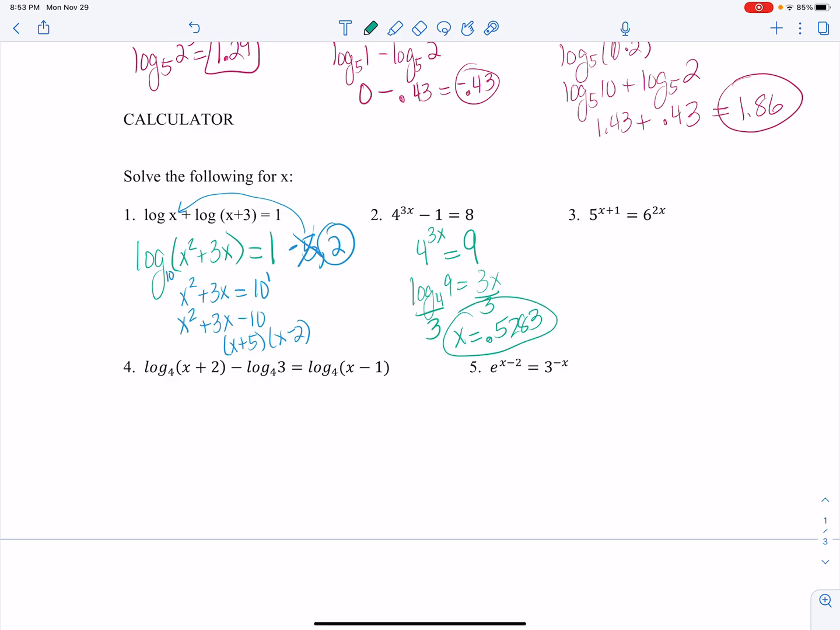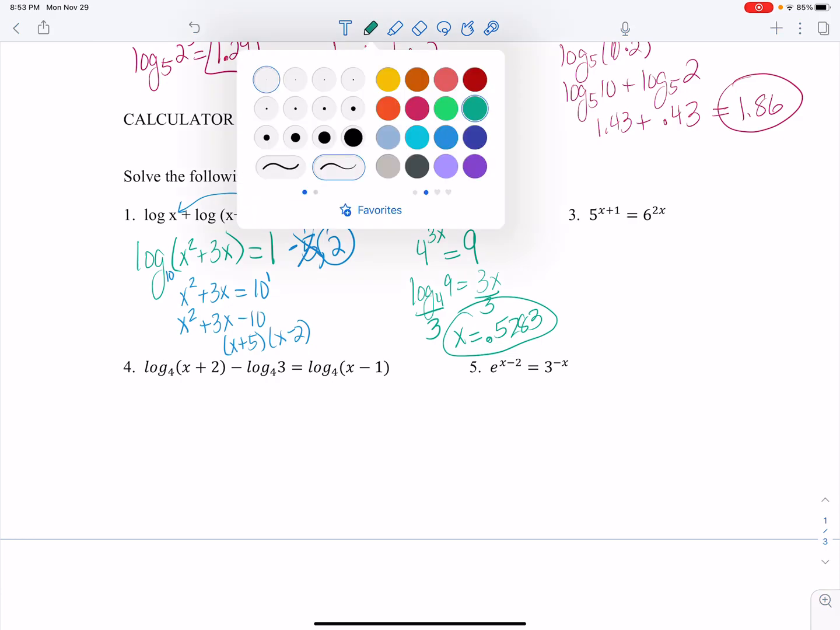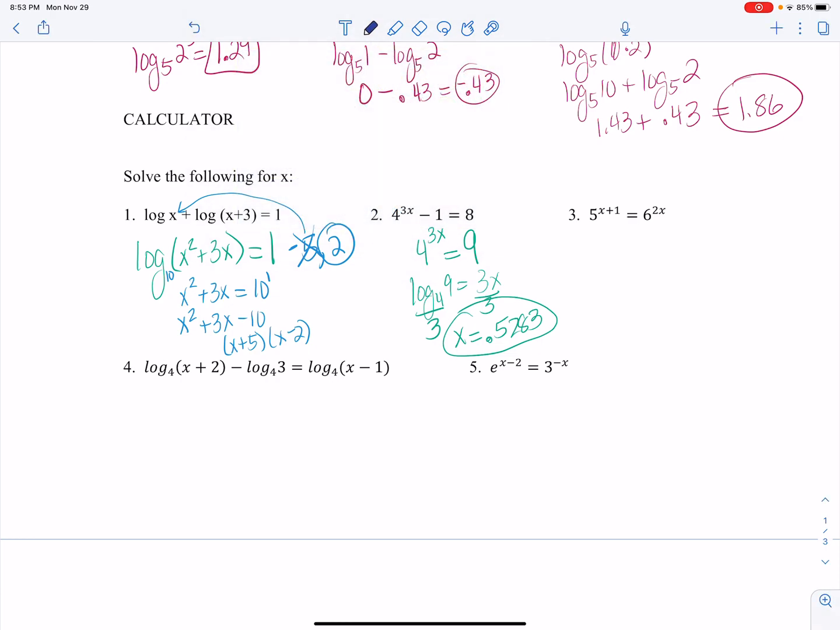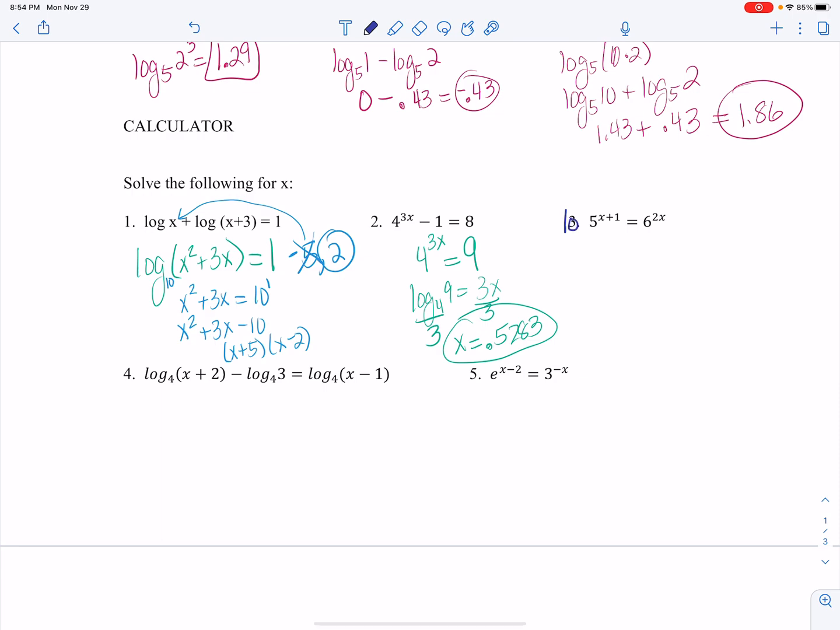Now this next one, remember, you can log base whatever you want. We talked about this earlier in the week. This is that common log stuff that we went over. So if I look at this, I can log base anything. So I'm going to log base 5 both sides, because when I do that, this would be x plus 1 times the log base 5 of 5, which ends up as 1. So this side just becomes x plus 1.